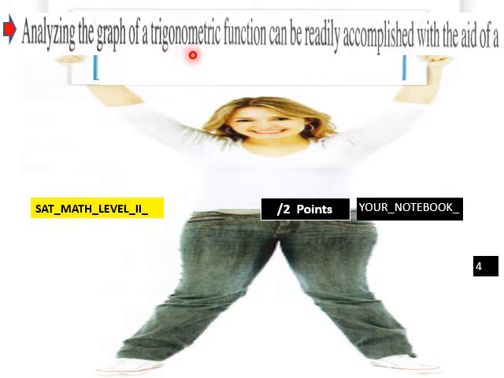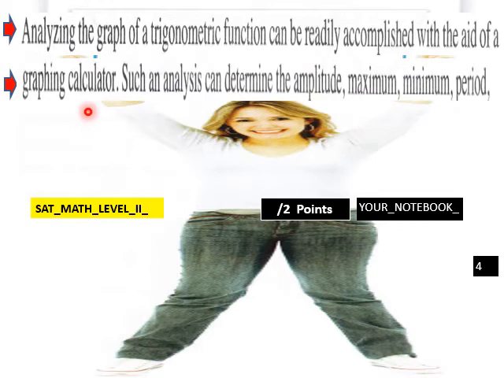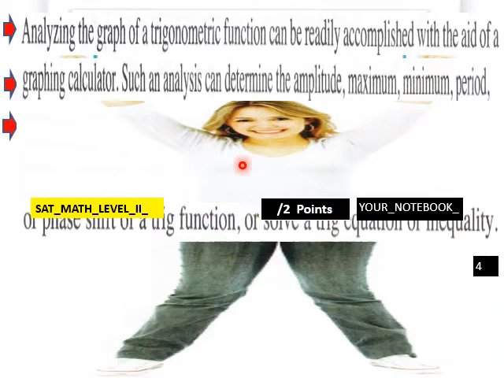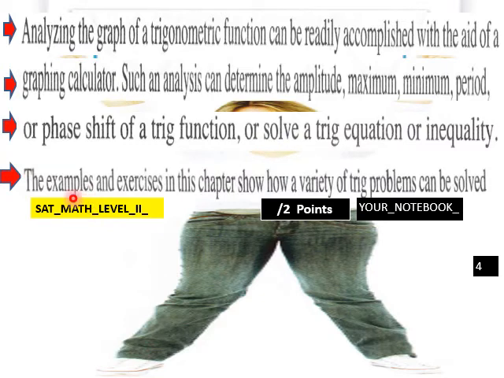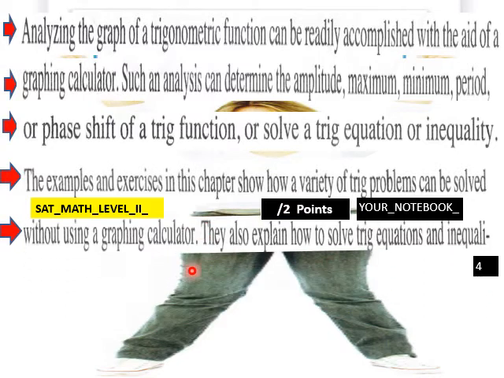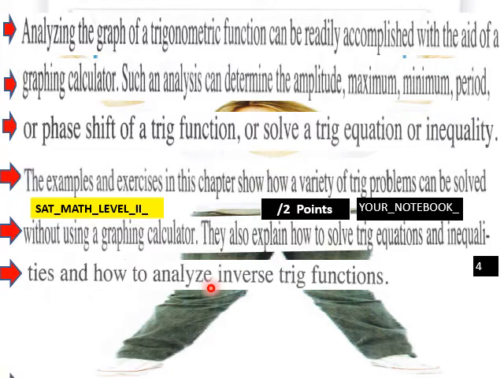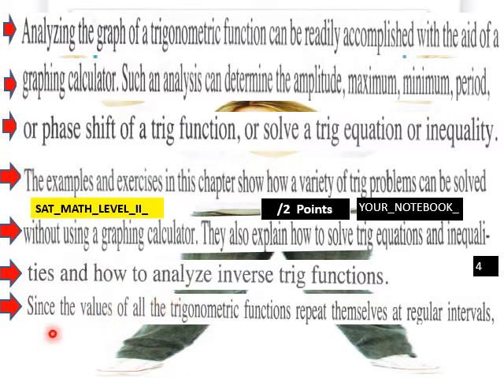Analyzing the graph of a trigonometric function can be readily accomplished with the aid of a graphing calculator. Such an analysis can determine the amplitude, maximum, minimum, and period, or phase shift of a trig function, or solve a trig equation or inequality. The examples and exercises in this chapter show how a variety of trig problems can be solved without using a graphing calculator. They also explain how to solve trig equations and inequalities and how to analyze inverse trig functions.